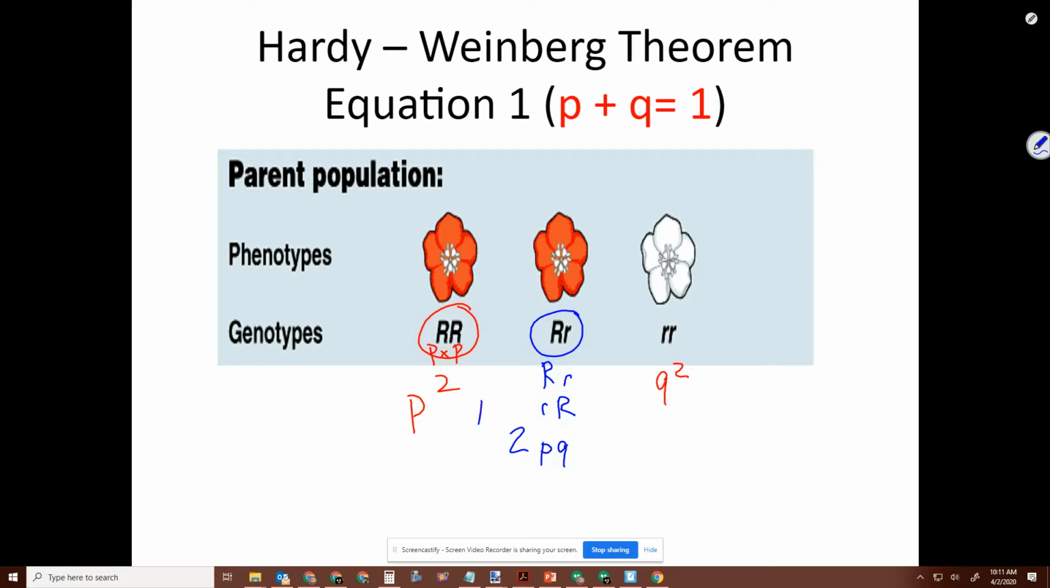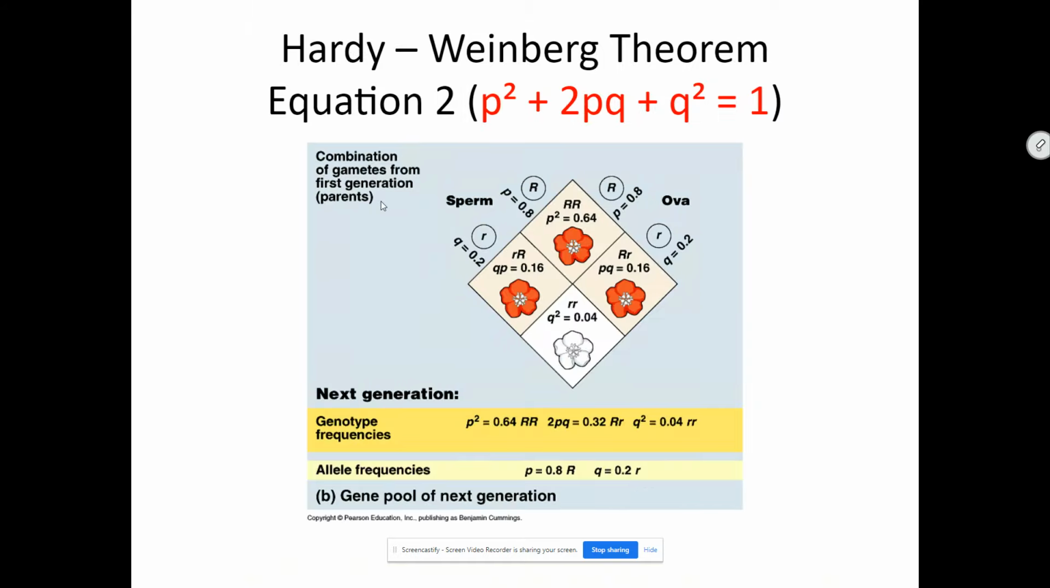And if you add all those together, what do you get? Well, you get the total organisms in a population, or 100%. Guess what? There's an equation for this one too. And so this is the second equation for the Hardy-Weinberg theorem: P squared plus 2PQ plus Q squared equals 1.